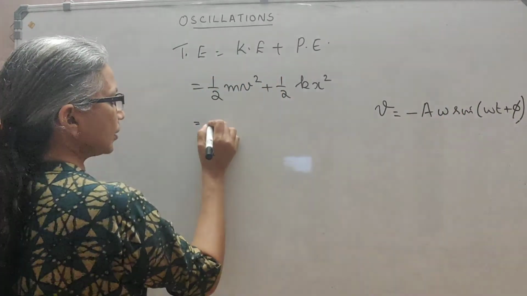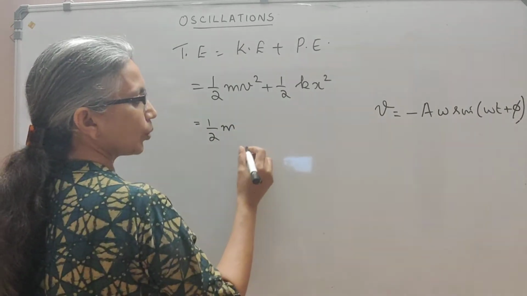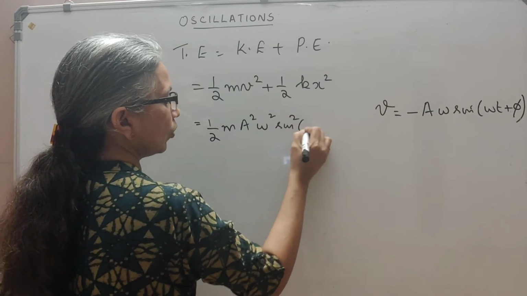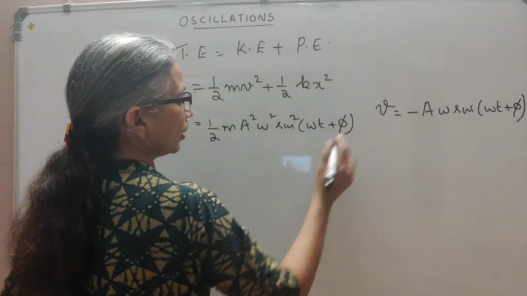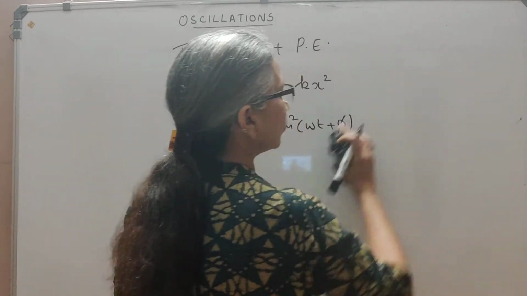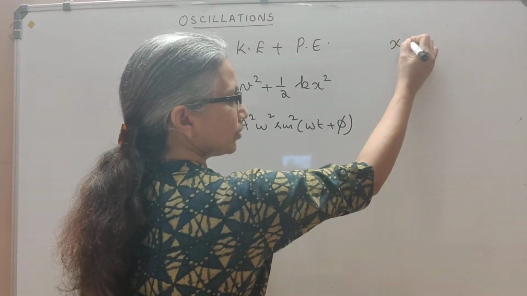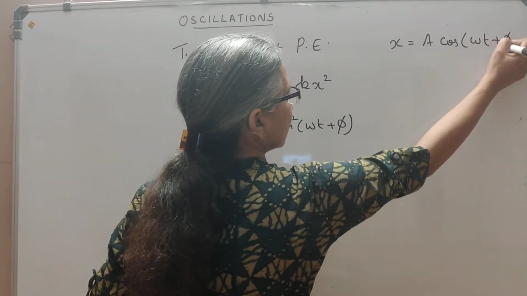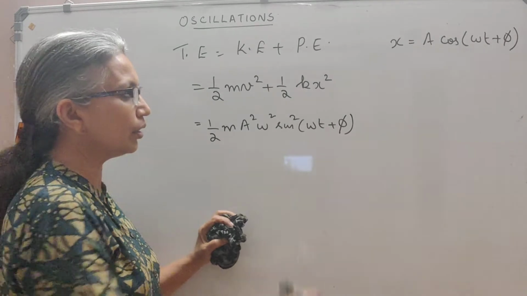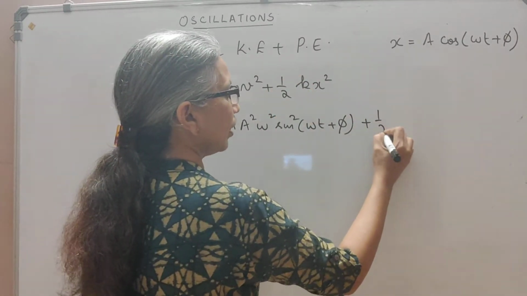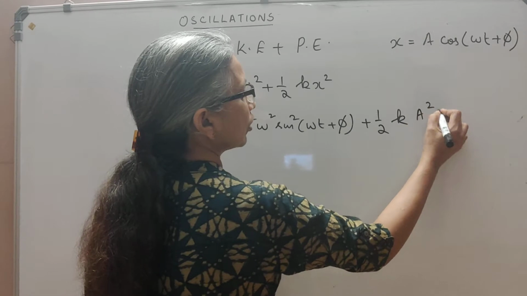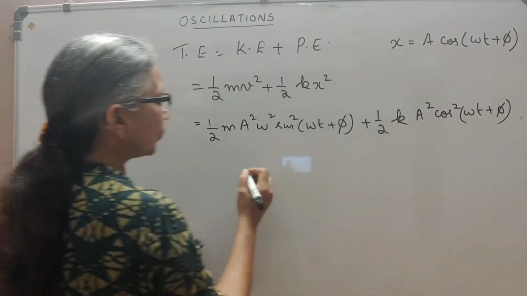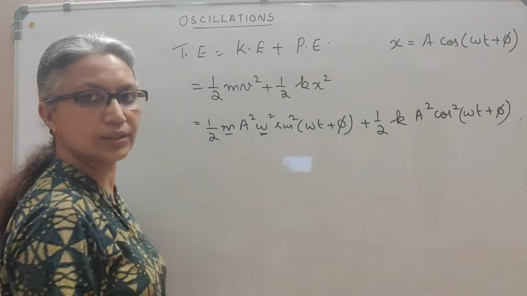So we may write this as half m v square would be half m A square omega square sine square (omega t plus phi). Also we know x, again from the previous session, x is A cos (omega t plus phi), the displacement of any simple harmonic oscillator. So the potential energy can be written as half k A square cos square (omega t plus phi). Now we know that m omega square is k.